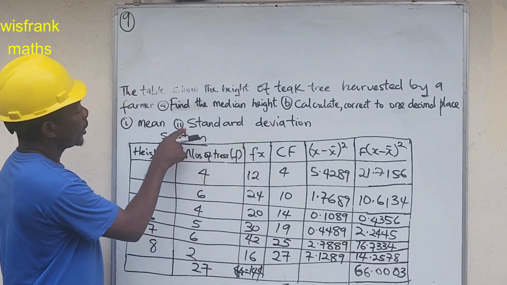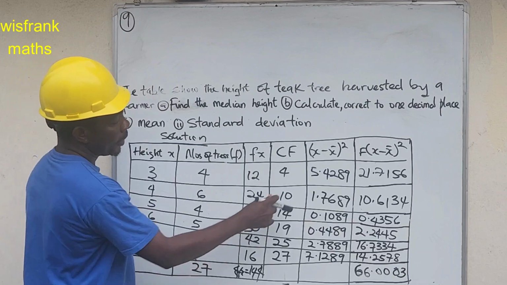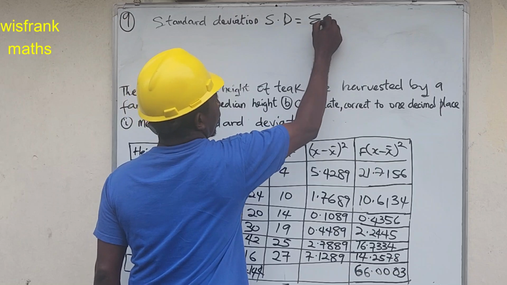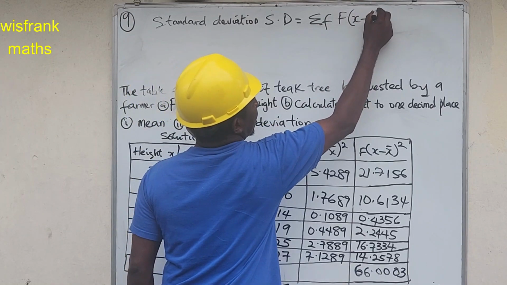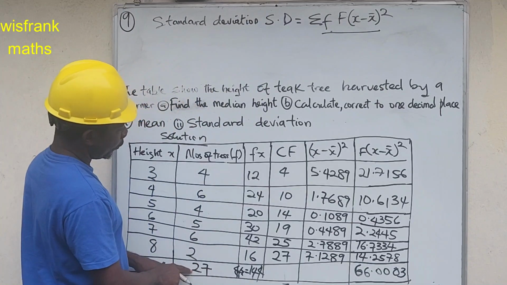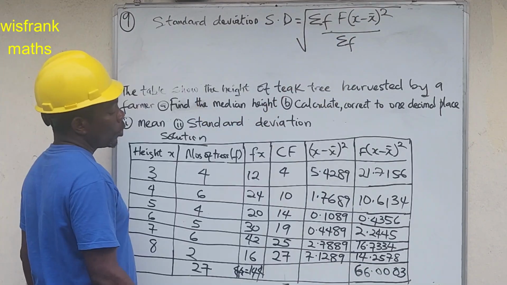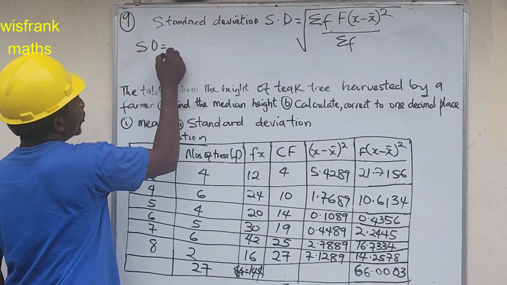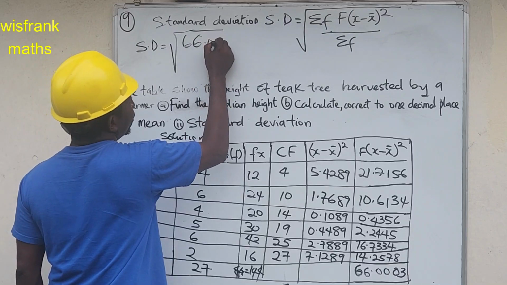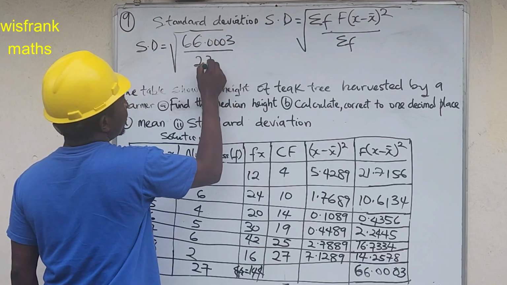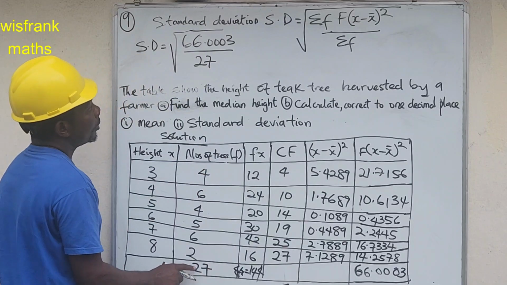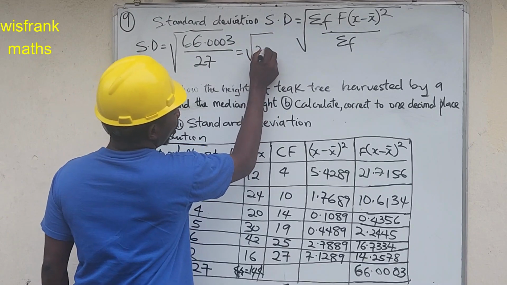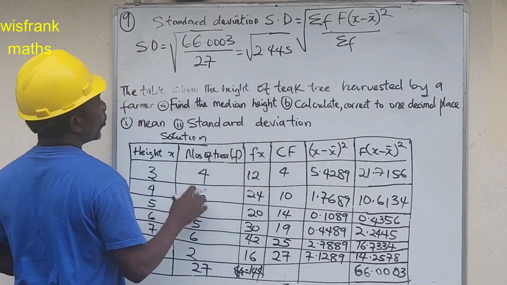Our next question says we should calculate the standard deviation. From this table, our standard deviation, SD, equals the square root of the summation of f times x minus the mean, all squared, all over the summation of f. So we substitute. The summation of this is 66.0003. So the standard deviation equals the square root of 66.0003 all over 27, which is the summation of the frequency. If we calculate this, we have the square root of 2.445.